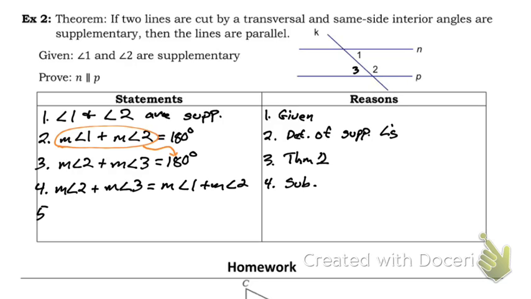Am I allowed to do this? Could I get rid of measure of angle 2 from both sides and be left with measure of angle 3 equals measure of angle 1? What lets me do that? Well, let me see, subtract. Oh, pretty much gave it away, didn't I? Yeah, Sophia. The subtraction property of equality.